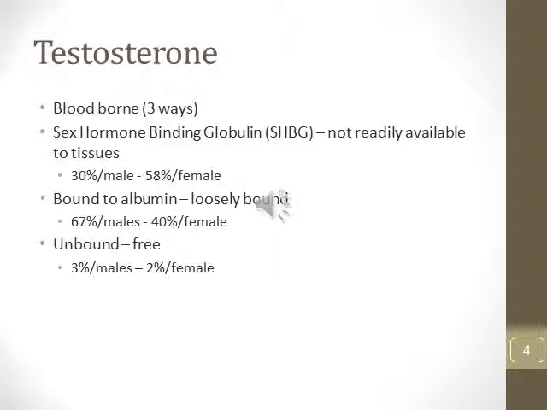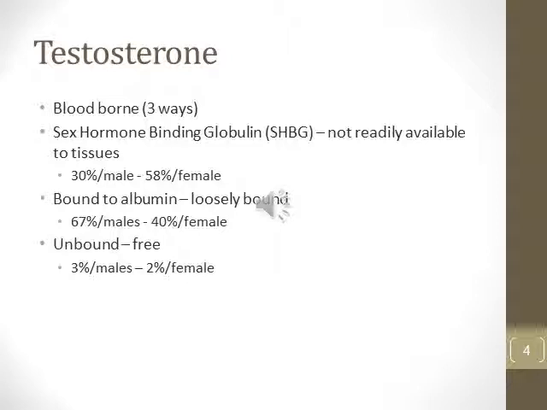So testosterone in the body is carried by the blood in one of three ways. You have it carried via sex hormone binding globulin, where this form is not readily available to the tissues. So 30% of it in males and 58% of it in females are carried in this fashion. Another way is when it's bound to albumin, and it's loosely bound. That's 67% in males and 40% in females, and then the remaining is free testosterone, so it's not bound to anything and is completely readily available, and that's 3% in males and 2% in females.